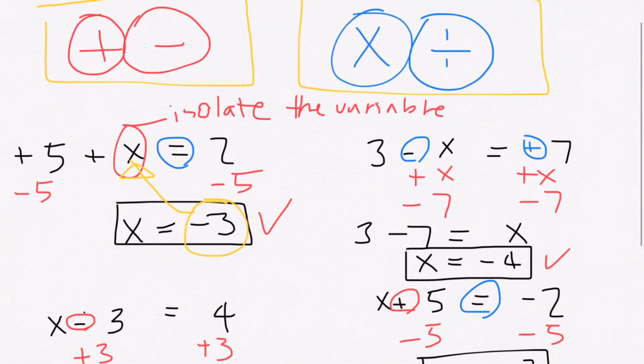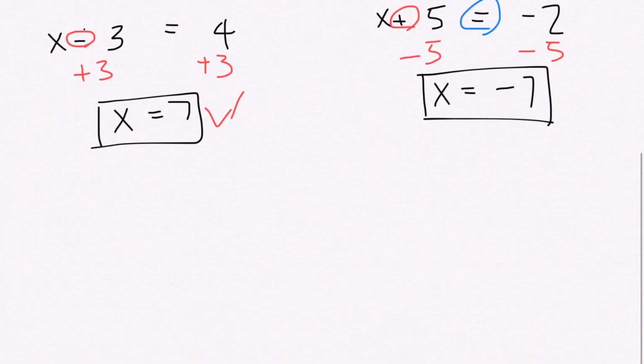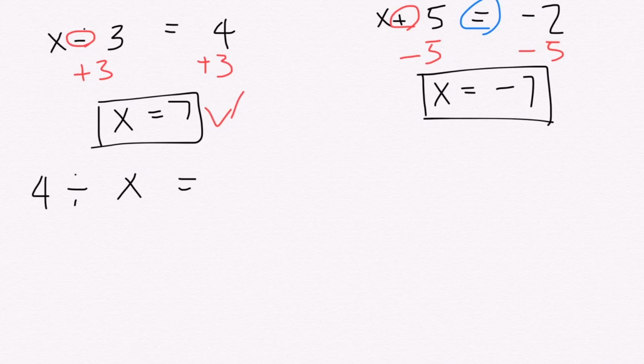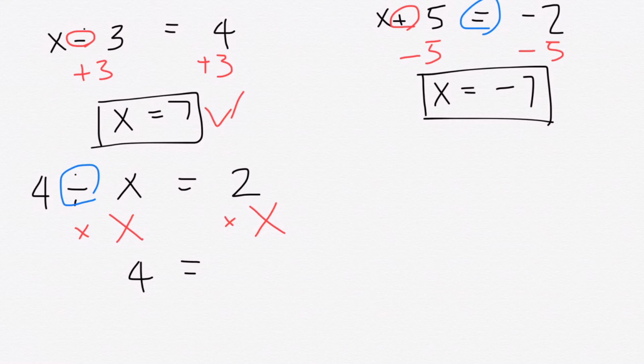Now, that was all plus and minuses. So let's try doing some problems with division and multiplication. So for example, if we have 4 divided by x equals 2. Remember, the pair for a division sign is multiplication. So what we want to do is multiply both sides by x. So times x, times x. And remember, it's both sides to make the equality still hold true. What we end up getting is, because the division and multiplication cancel out, 4 equals 2x.